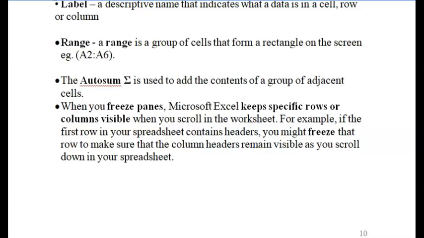When you freeze panes, Microsoft Excel keeps specific rows or columns visible when you scroll in the worksheet. For example, if the first row in your spreadsheet contains headings, you might freeze that row to make sure that the column headers remain visible as you scroll down in your spreadsheet. Now, why is that important? Most of the time companies have spreadsheets with thousands of customers or information for other persons.